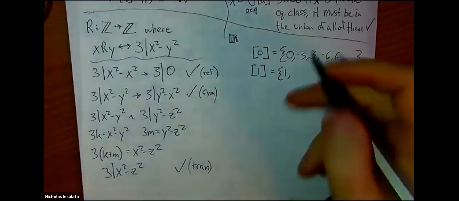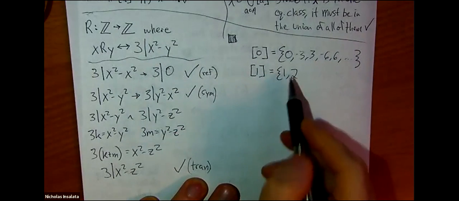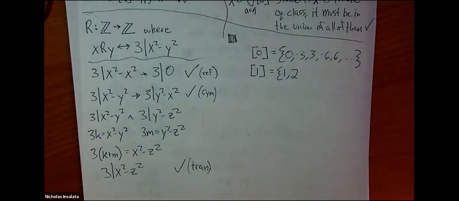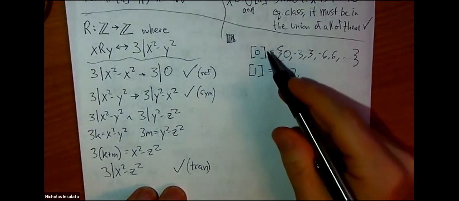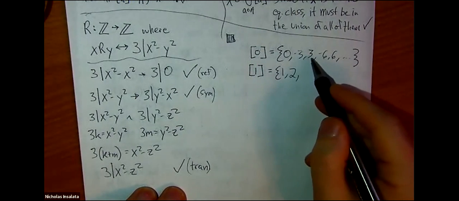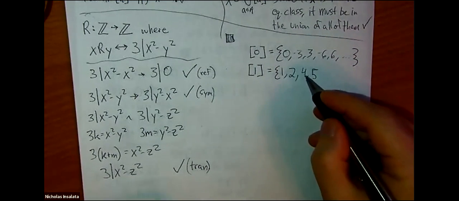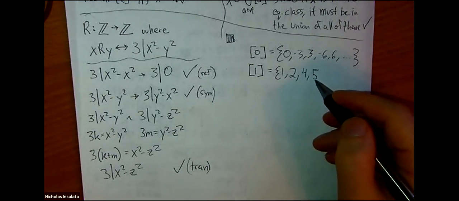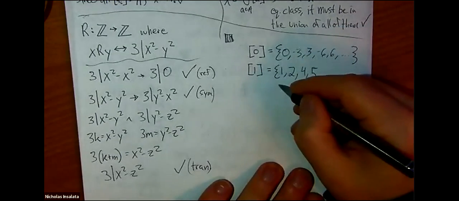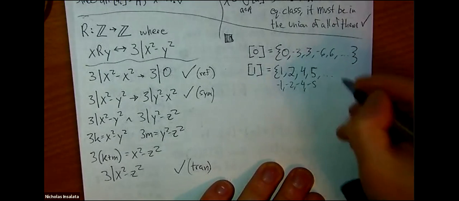2, good. Because 2 squared is 4, and 4 modulus 3 equals 1 as well. So we've got 1 and 2. Well, that's interesting. Of course 3 is not in there because these equivalence classes will be mutually disjoint, and 3 is already in the other one. 4 and 5 are also going to be in there, because 4 squared is 16, and 16 mod 3 equals 1. 5 times 5 is 25, and 25 mod 3 equals 1. Of course, we have all the negatives as well: -1, -2, -4, -5, and so on.